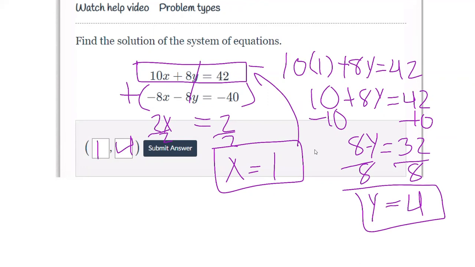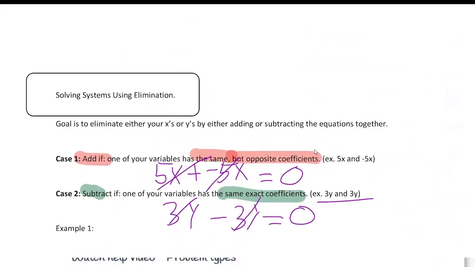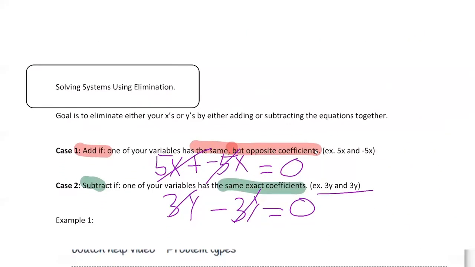We'll see as we get further in this week, we'll look at cases where maybe you have to do a little bit of work to set it up to be like these level 1 questions, but this is the main idea of elimination. But remember, if you have the same but opposites, like for example, 5x and negative 5x, you're going to add. If you have the same exact coefficients, you're going to subtract, because that's how you're going to get them to cancel. If you have the opposites and you add them together, they cancel out. If you have the same, if you subtract them, they cancel out. So it's all about eliminating our variables.